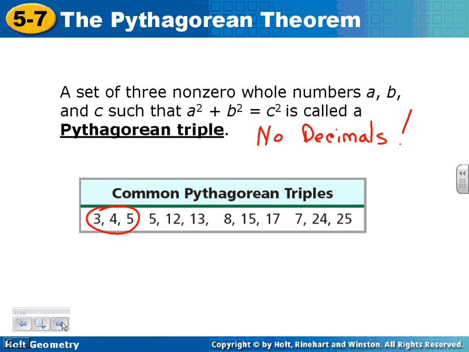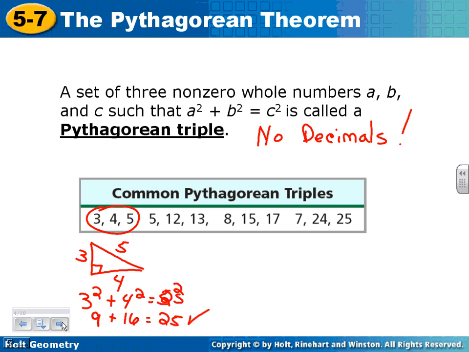3, 4, 5. 3, 4, 5 is a Pythagorean triple. Let me draw something for you. If you have a right triangle where it's 3 there, 4 there, and 5 there, that's what the 3, the 4, and the 5 mean. Well, think of that as 3 squared plus 4 squared. Does that equal 5 squared? Well, think 9 plus 16, does that make 25? And yes, it does.